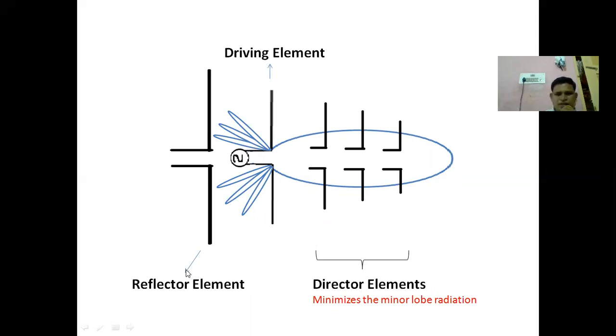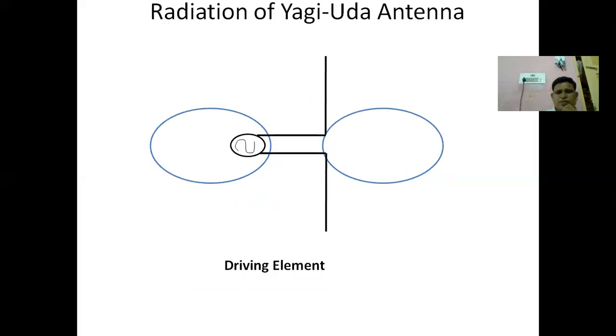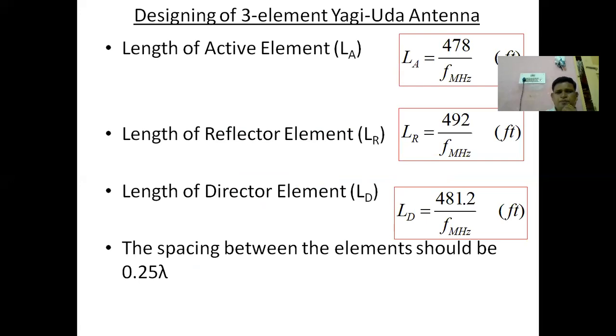See, this is the reflector element. This is the driving element. These are the director elements. By using this number of director elements, we can minimize the minor lobe radiation. This is the minor lobe radiation. This is the radiation pattern of the Yagi-Uda antenna.